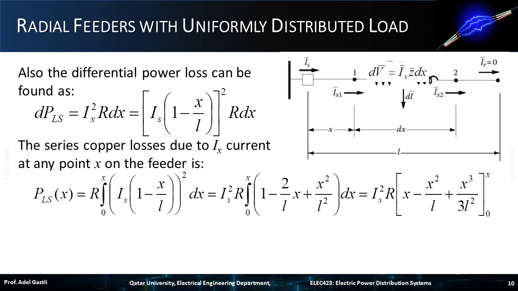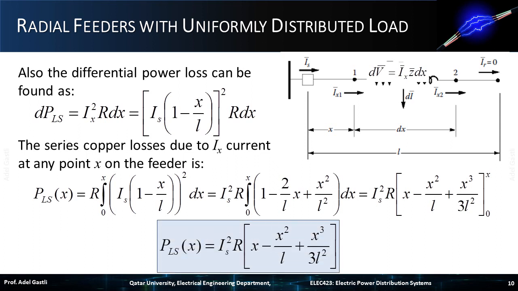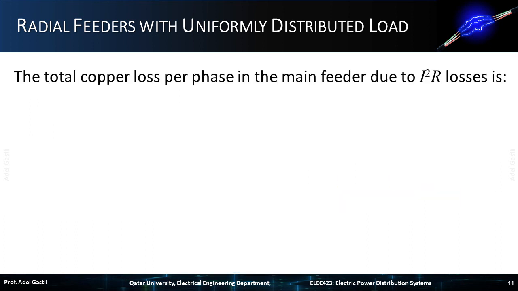And the series copper losses due to current Ix, at any point x on the feeder can be expressed as follows. Therefore, the series copper losses due to current Ix, at any point x on the feeder is a third-order polynomial function of the distance x, for given sending end current Is, feeder resistance R, and feeder length L. Using this equation, and replacing x with L, it is possible to find the total copper loss per phase in the main feeder due to I squared R losses as follows.